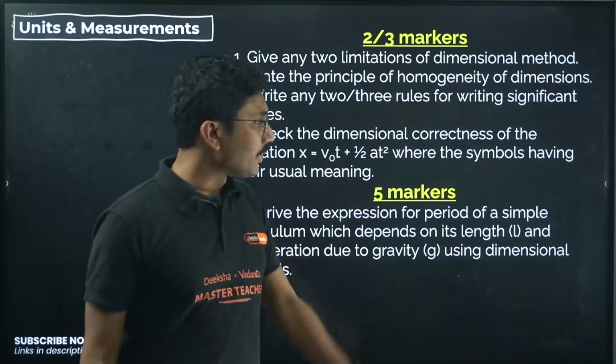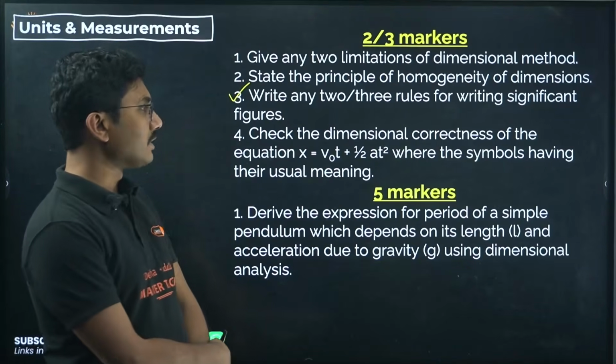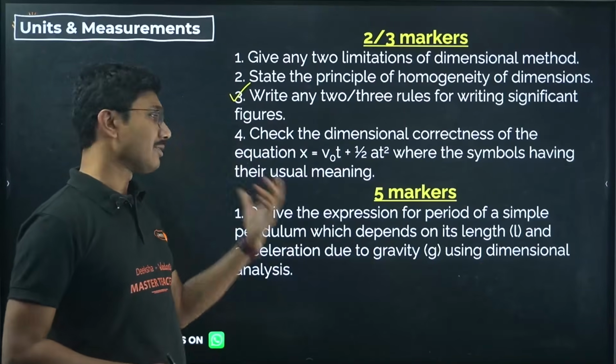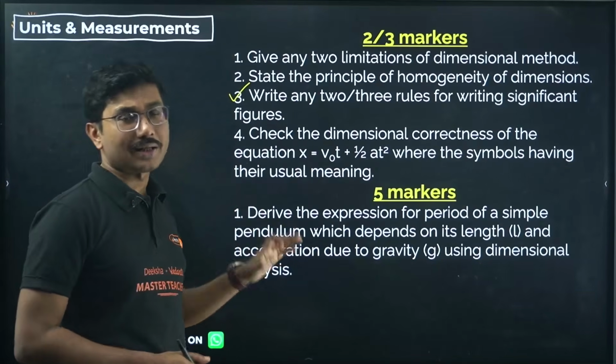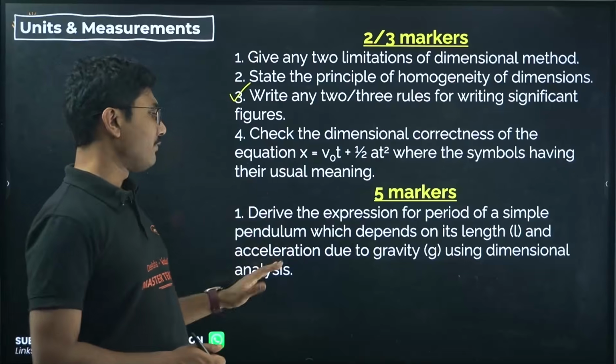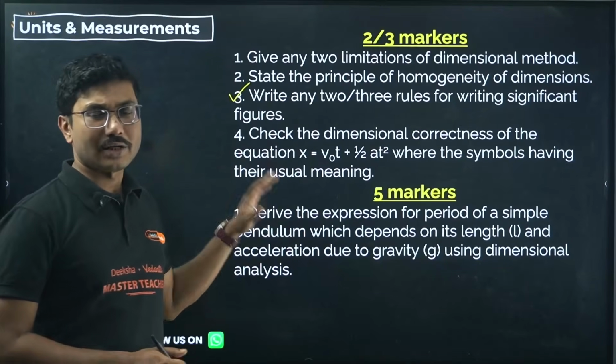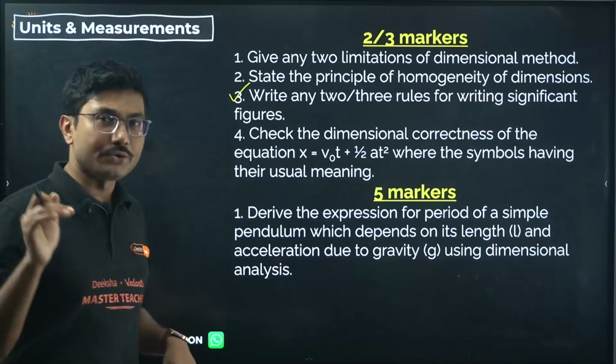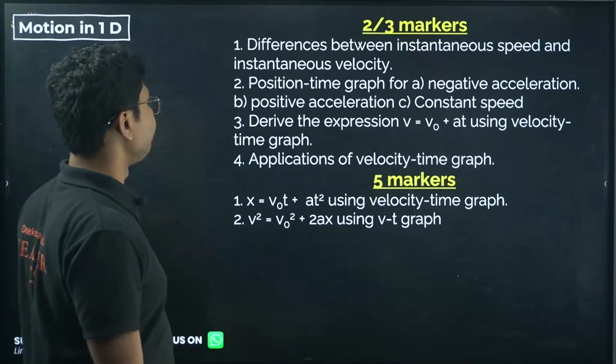Derive the expression for the period of a simple pendulum which depends on its length and acceleration due to gravity using dimensional analysis. This question can be asked as a 3 marker or a 5 marker. Okay, if this question is asked as a 5 marker, there will be one more portion to it. I have discussed this question in my 2-3 marker question section.